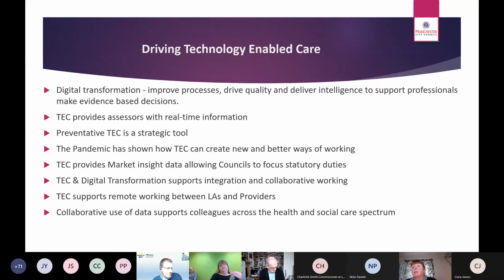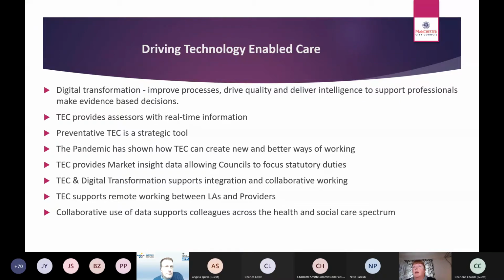Preventative tech is a strategic tool to improve well-being, encourage self-management, identify risks, reduce unnecessary hospital admissions, and avoid reactive care packages. What we found in Manchester, and I think there's evidence across the country, is that the use of tech during the pandemic is paving the way for new and better ways of working. For those who work in the sector and those who rely on its services, it's promoting change in behaviours within our workforce towards tech, thus developing and demonstrating an opportunity for whole system change and ongoing workforce development.